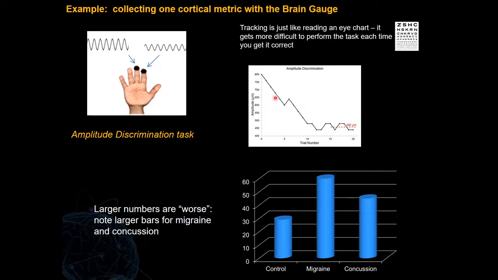So you can tell from tracking down like this, just like on the eye chart, lower numbers are better, larger numbers are worse. And over here, we have it graphically shown that healthy controls do better than individuals who suffer from migraine or from concussion. Basically, when there's something wrong, that test actually gets worse. So, can we hypothesize about what's going on in the brain?